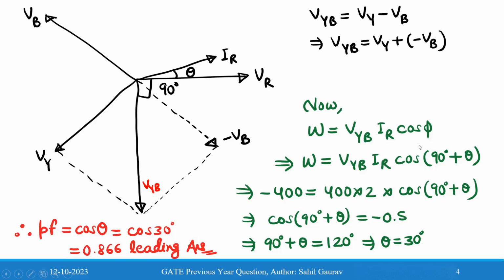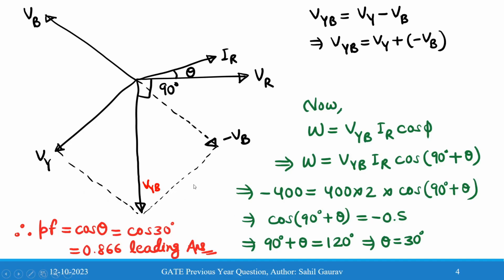Now we will simplify this equation. The wattmeter reading is equal to VYB IR cos phi, and phi is the angle between the potential coil and the current coil, that is cos of 90 degree plus theta. Therefore, we can see that cos of 90 degree plus theta is equal to minus 0.5, and the angle for minus 0.5 will be 120 degree. Therefore, cos 120 degree, so 90 degree plus theta is equal to 120 degree, and therefore we will get theta equal to 30 degree.